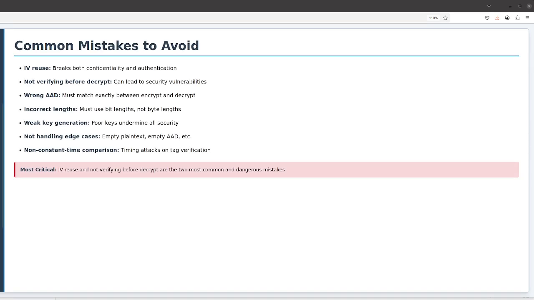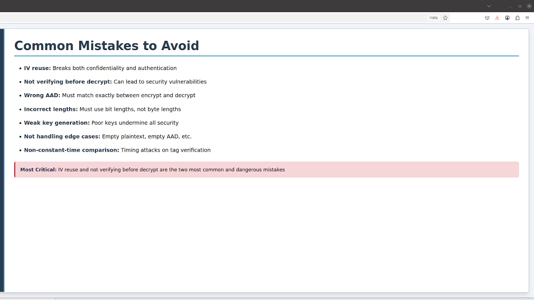Common mistakes and how to avoid them. Let's discuss common mistakes developers make when working with GCM and how to avoid them. Understanding these pitfalls will help you implement GCM correctly and securely. Mistake number 1 is IV reuse. We have mentioned this multiple times, but it is so critical that it bears repeating.